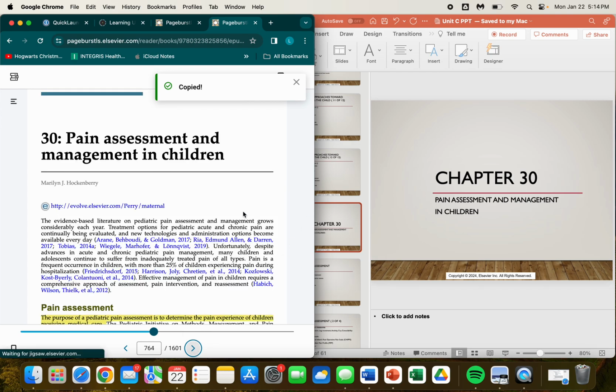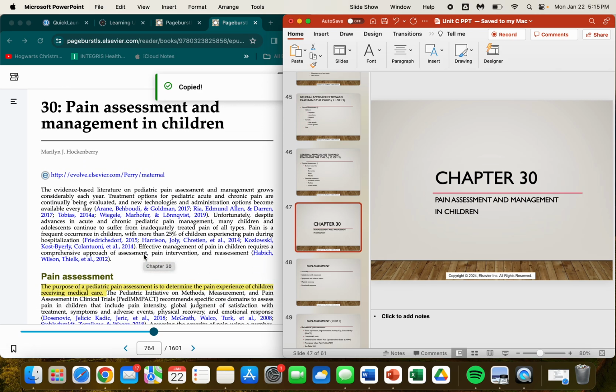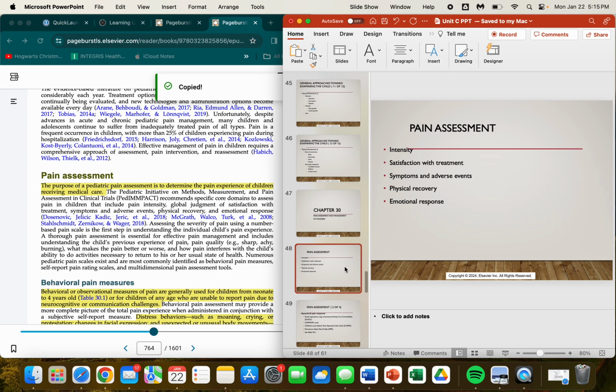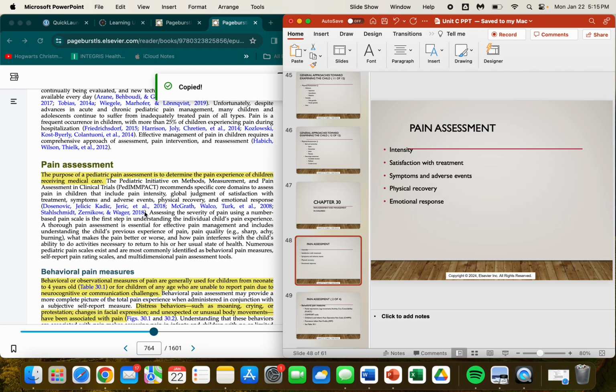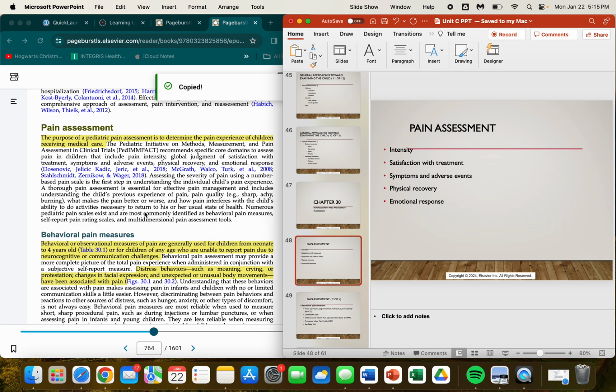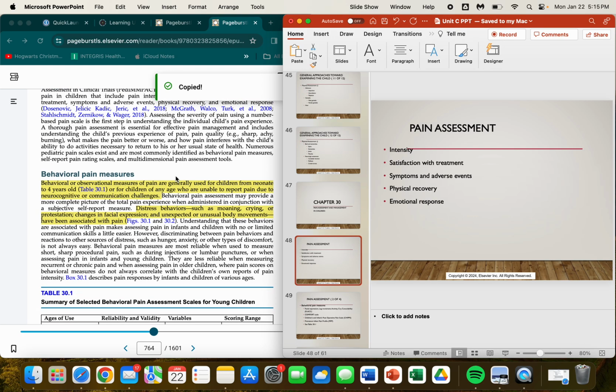Let's talk about chapter 30. So chapter 30 is talking about pain assessment and management in kids. When we talk about pain in kids, we obviously want to note that kids experience pain all the way from infants up to adolescence. And the purpose of a pediatric pain assessment is to determine their experience. It's just like that of adults, but obviously we can't assess them the same way.